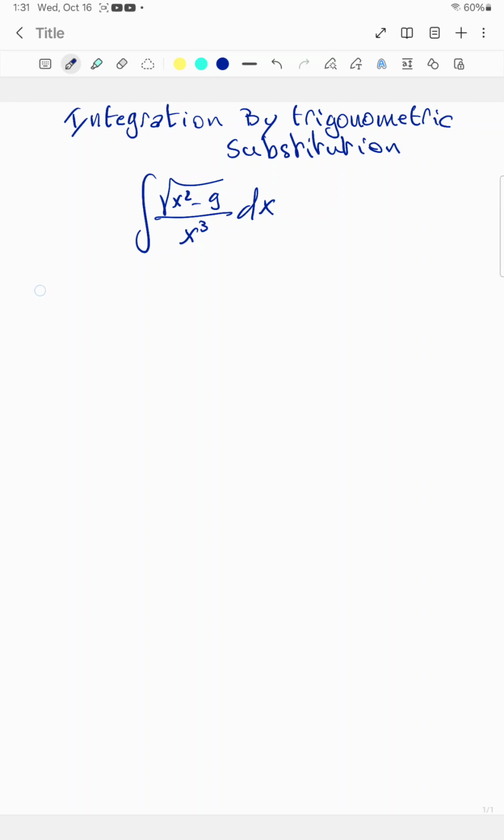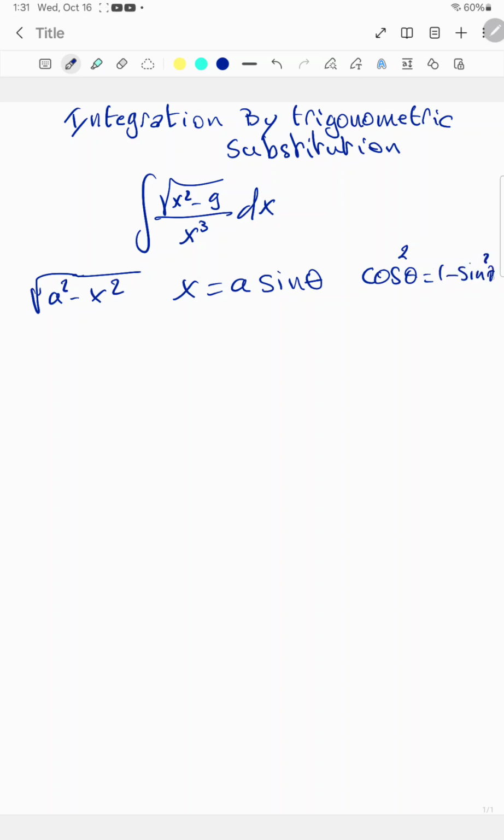As usual, before I solve this problem, I will give you a hint on how to solve it. If I have the form a squared minus x squared, then I will take x equal a sine of theta, and I will use the formula cosine squared of theta equals 1 minus sine squared of theta. If I have square root of a squared plus x squared, I will use x equal a tan of theta, and I will use the trigonometric identity sec squared of theta is equal to 1 plus tan squared of theta.